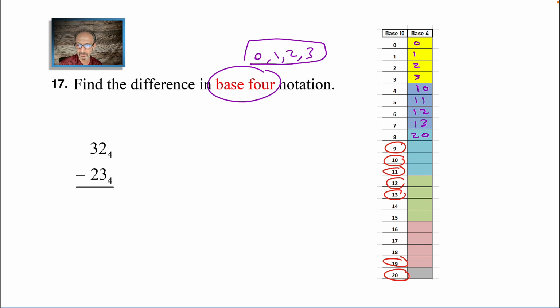Sometimes we say 20 by mistake, but it's not 20 as 20. So 2, 0 means two 4s and 0 units. 2, 1, and the story continues. Let me show you more.